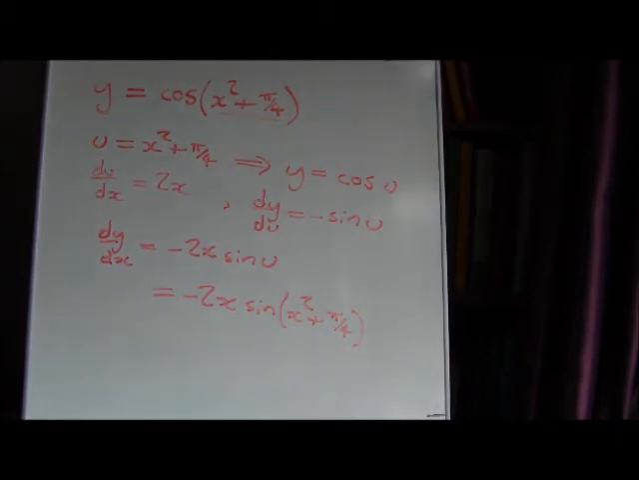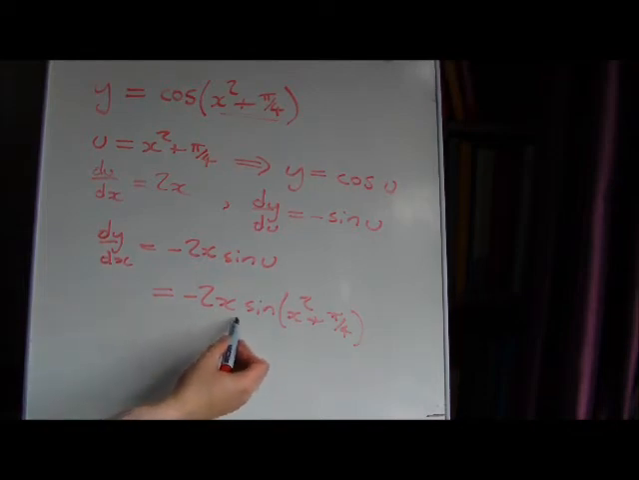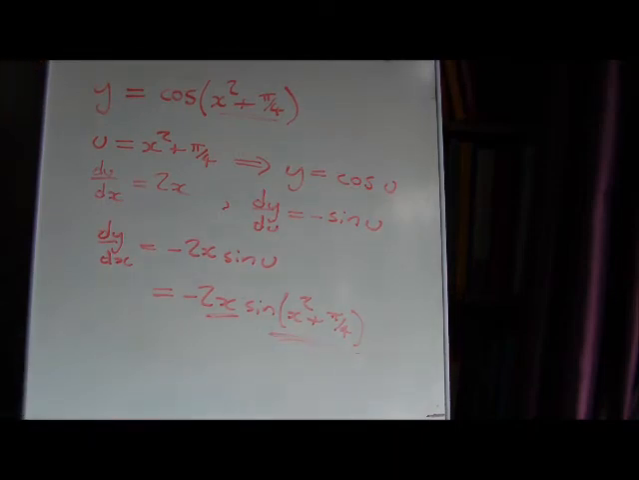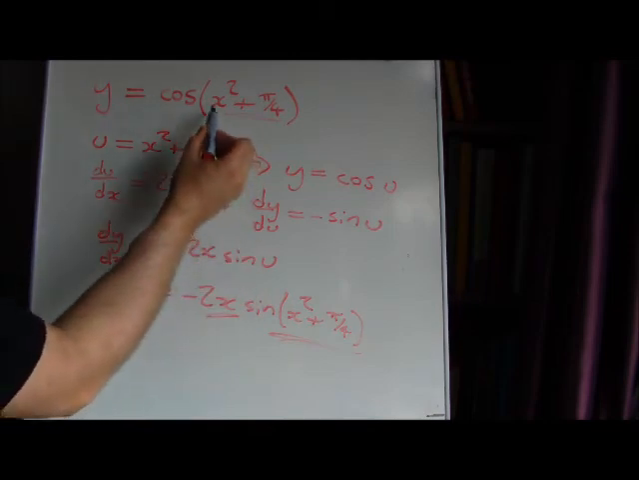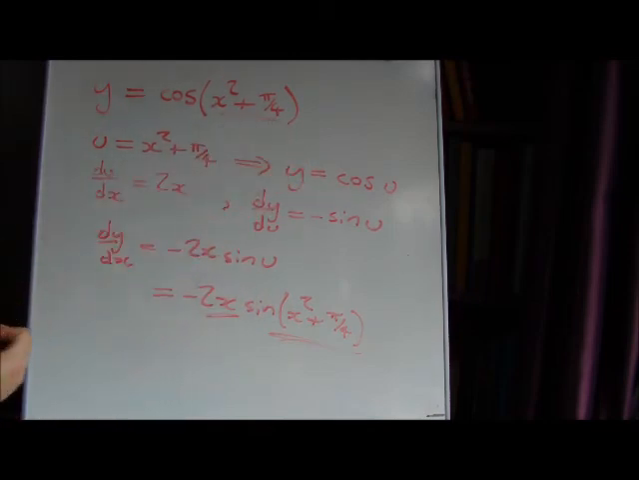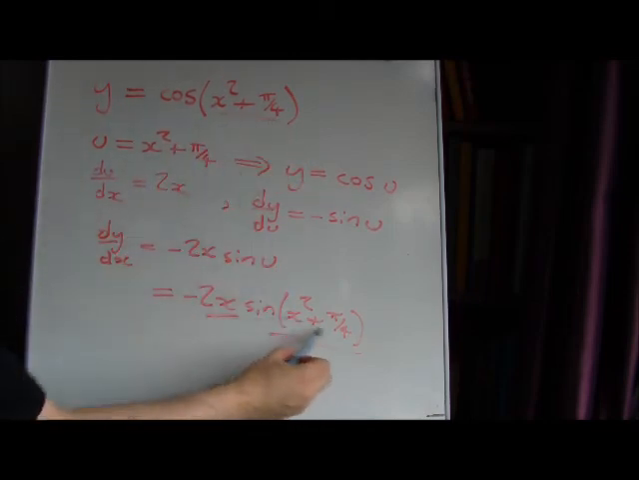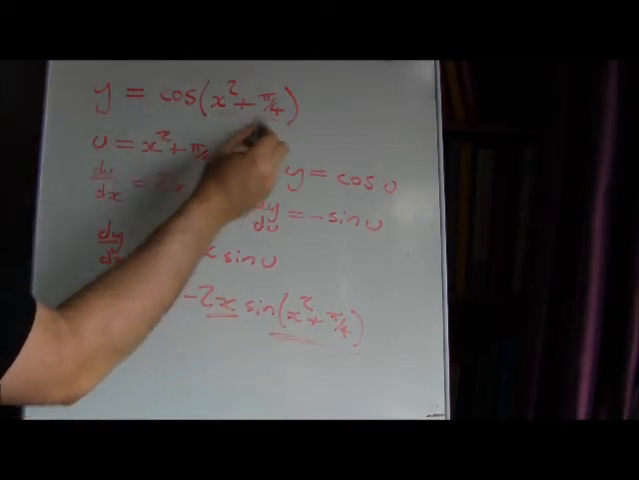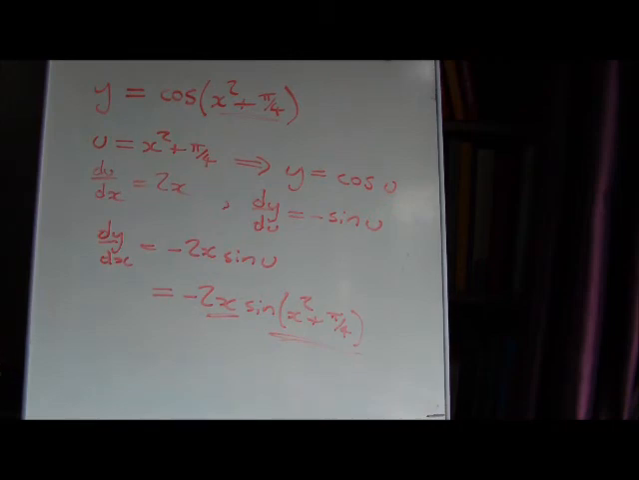In these examples, it should be obvious that our final result comes from multiplying two things together here. So compared to the original function, the 2x part comes from differentiating the inner function. This part comes from differentiating the outer function, the cos of whatever it is. So it means there's a quick way of doing these problems if we don't want to write down all of the u and the dy du and all the rest of it.